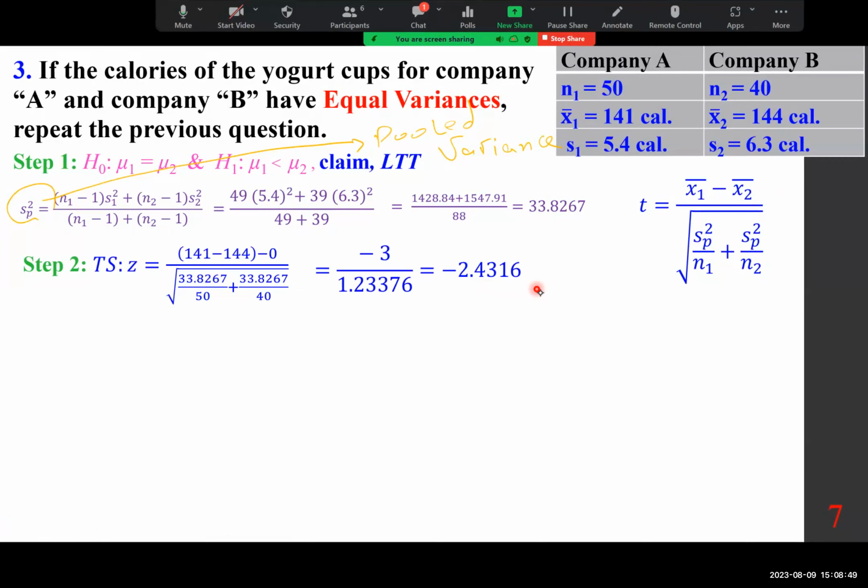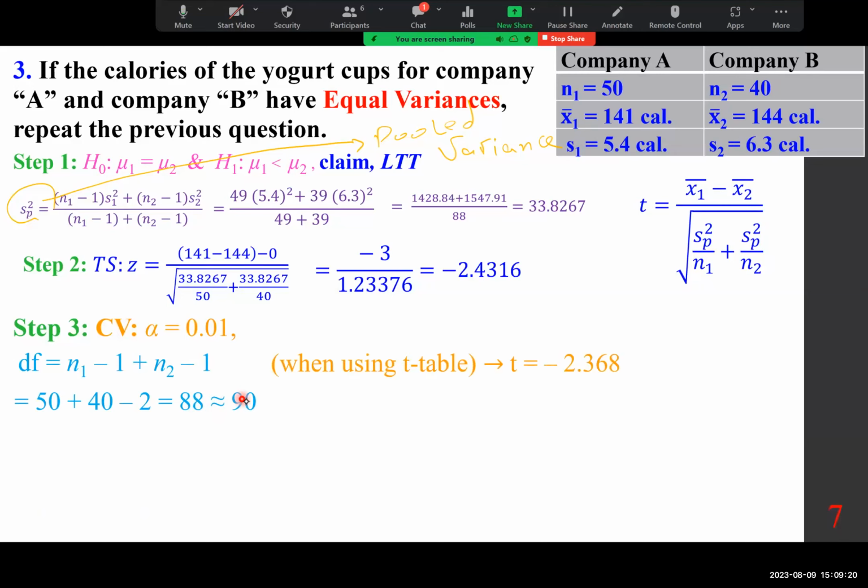Alpha is 0.01. Alpha hasn't changed. Degrees of freedom in this case is the sum of the degrees of freedom. So 50 minus 1 and 40 minus 1, they add up to 88. N1 minus 1 plus N2 minus 1. When we go with the table, 88 is not in the table, so we can go with the closest number, which is 90. But again, if you use the technology, they do have the actual answer, but the answers are extremely close anyways. So when we use the table, we end up with negative 2.368.